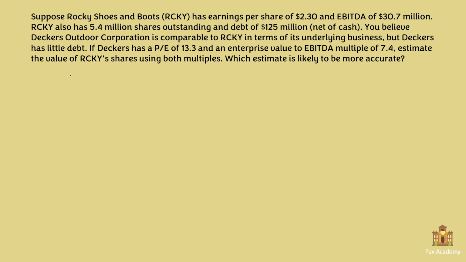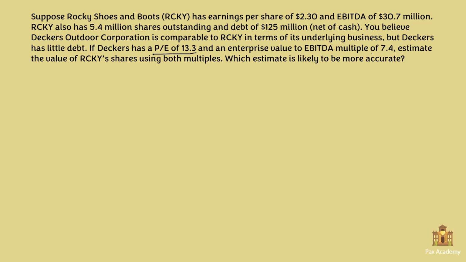Suppose Rocky Shoes and Boots has earnings per share of $2.3 and EBITDA of 30.7 million. Rocky also has 5.4 million shares and debt of 125 million. You believe Decker's Outdoor Corporation is comparable to Rocky in terms of its underlying business, but Decker's has little debt. If Decker's has a PE of 13.3 and an enterprise value to EBITDA multiple of 7.4, estimate the value of Rocky's shares using both multiples.